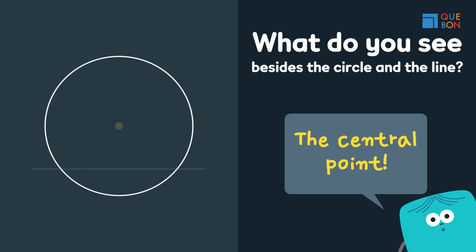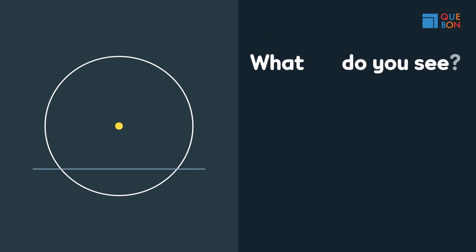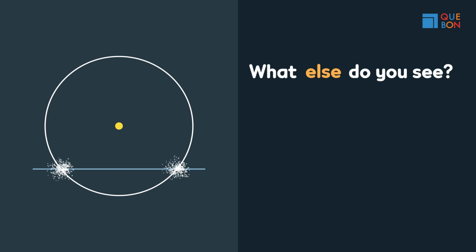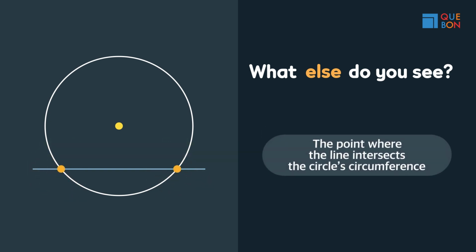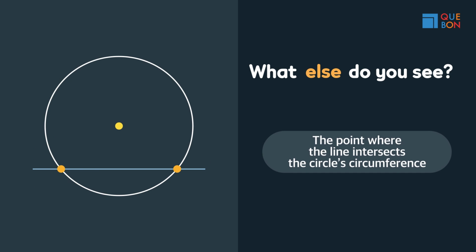Great! We should be able to see the central point when we look at a circle. What else do you see? You should also see these 2 points. Why is that? Since these 2 points on the circumference of the circle are on opposite sides of the line, we can infer that these points are special and important.